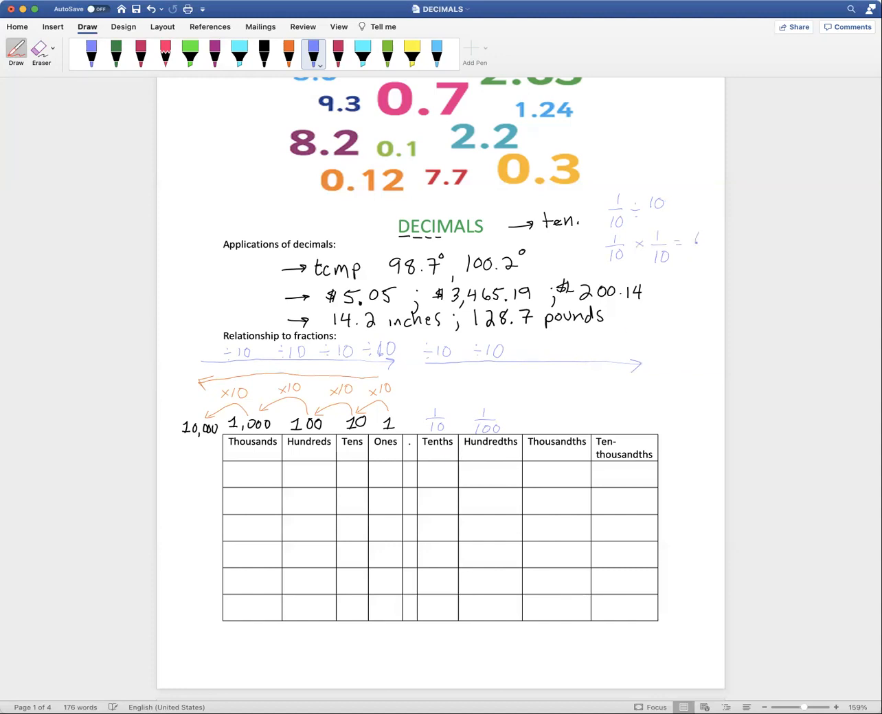Right? Multiply numerators, we get 1. Multiply denominators, we get 100. So this is 100th. Continue dividing it by 10 again. The next place value is 1,000th. Continue dividing it by 10 again. The next place value is 1/10,000th.